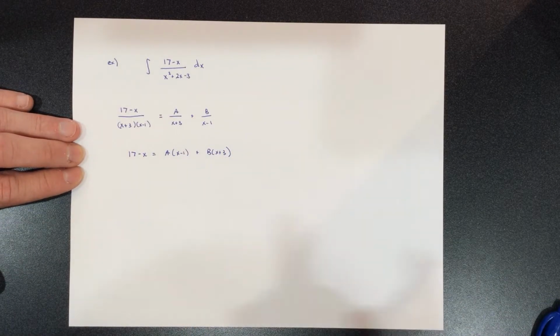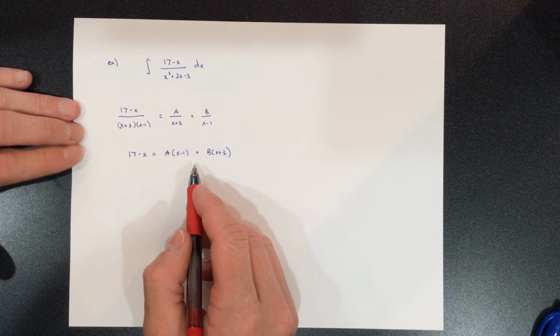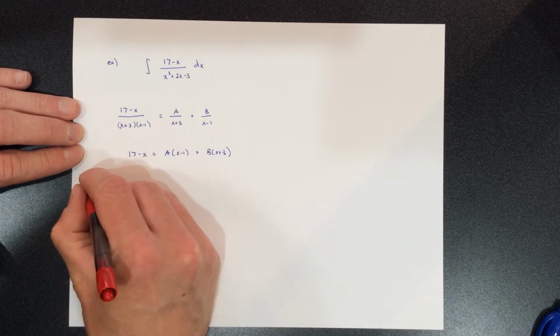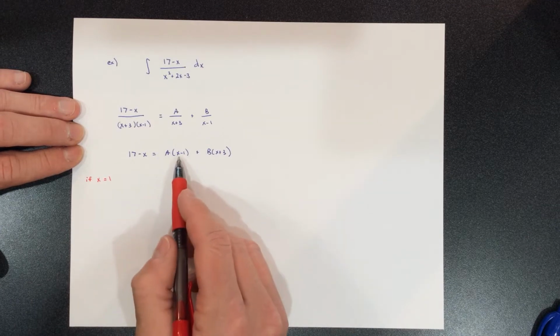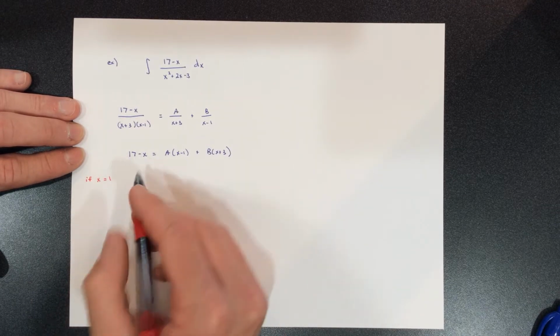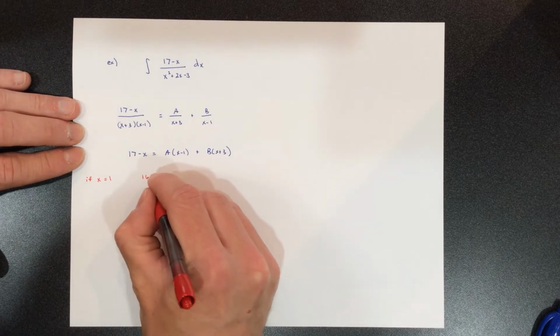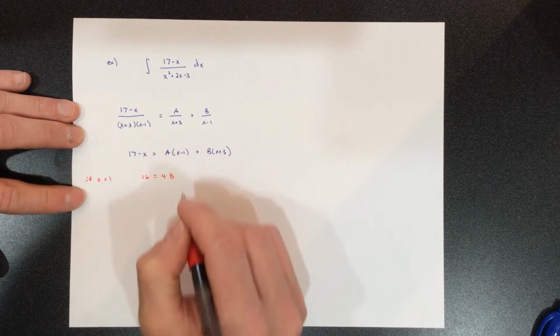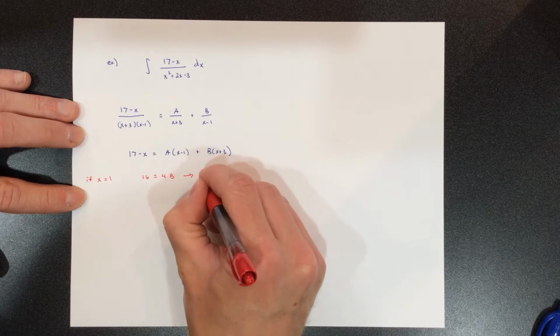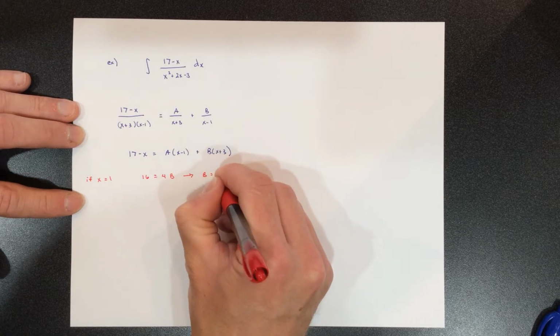Okay, now I'm going to look at specific x values. Hopefully, based on the last one, you have an idea that I'm going to use x equals 1 because it'll make that 0. And if x equals 1, it makes this 16. It makes that 0 and it makes that 4b. But if 16 equals 4b, then b must equal 4.